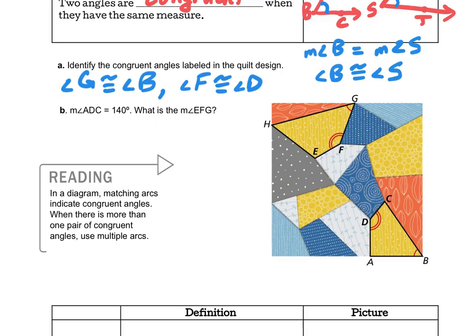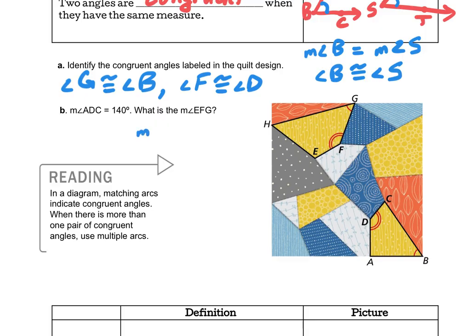Okay, part B. If I tell you that ADC is 140 degrees, so now I'm telling you what the degree is, okay? If I tell you that this angle here is 140 degrees, what other angle would be 140 degrees? Braylon? Angle F, okay? Another way of naming it is EFG. So angle F or angle EFG or GFE, all of those mean the same thing.